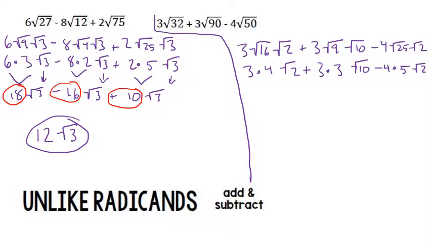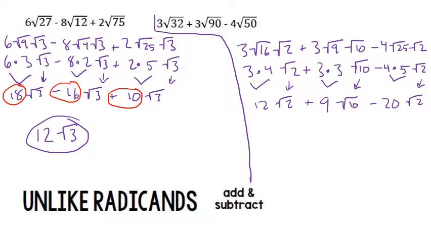Every time so far, I'm following my order of operations. Okay, I need to multiply these together first, then I can add and subtract. 3 times 4 is 12. Bring the root 2 down. 3 times 3, I gave away the answer. 3 times 3 is 9. Bring the root 10 down. 4 times 5 is 20. Bring the root 2 down.